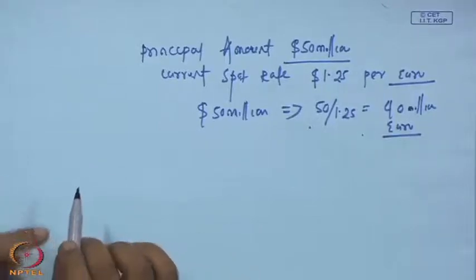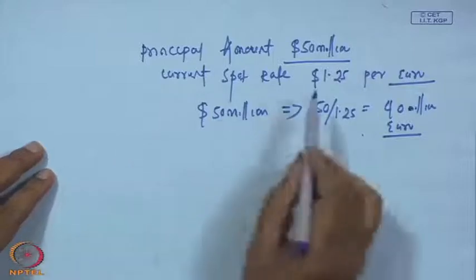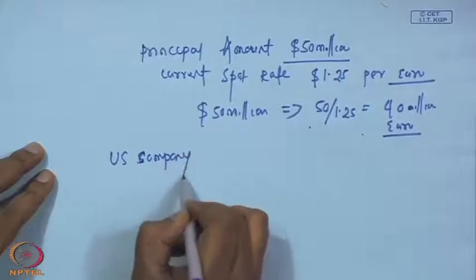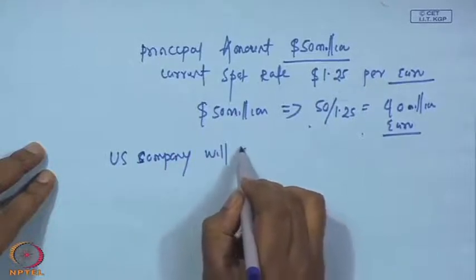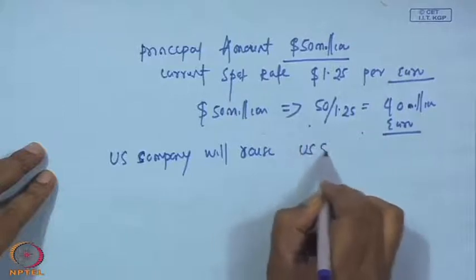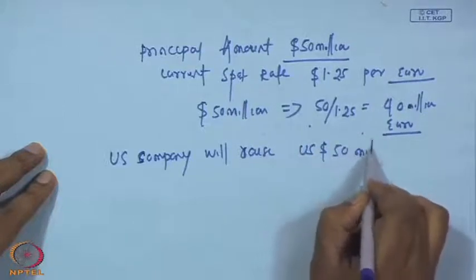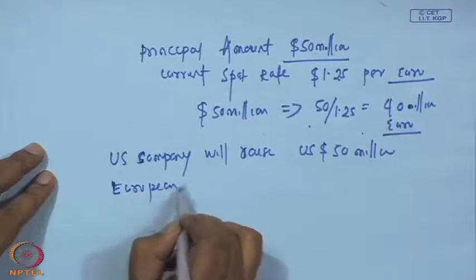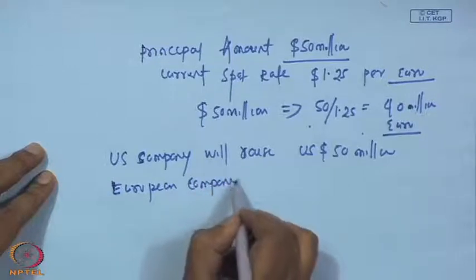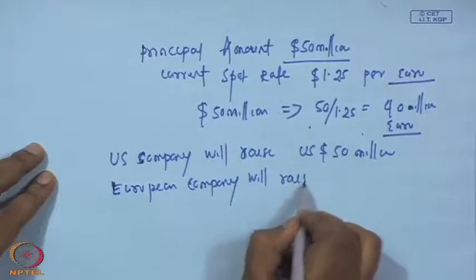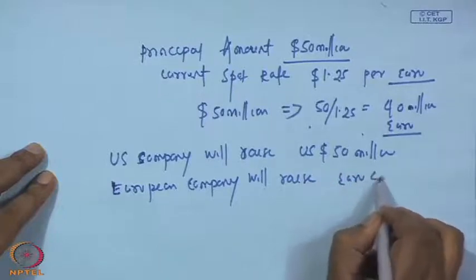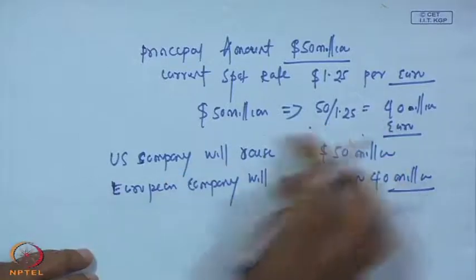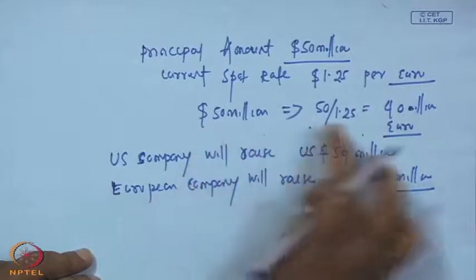Now, the question is who will raise what? The US company will raise US dollar 50 million, and the European company will raise euro 40 million, because 50 million dollar is equivalent to 40 million euro.